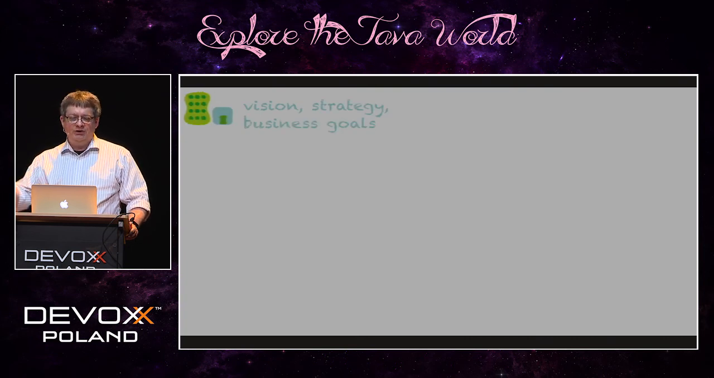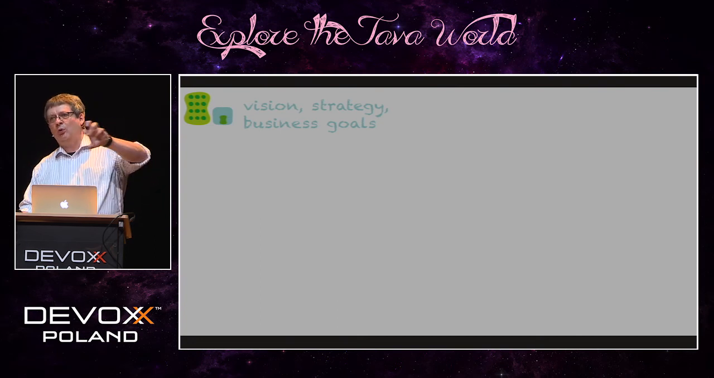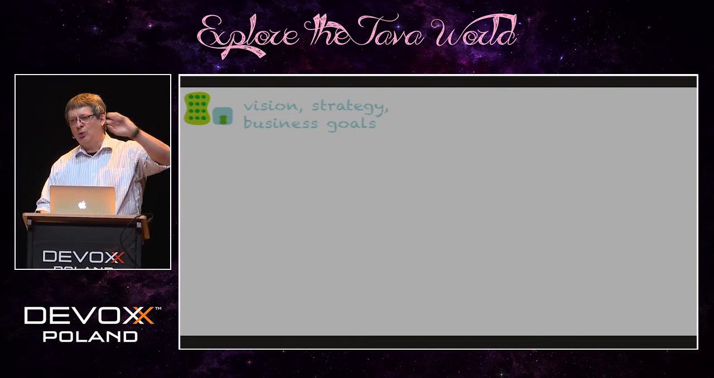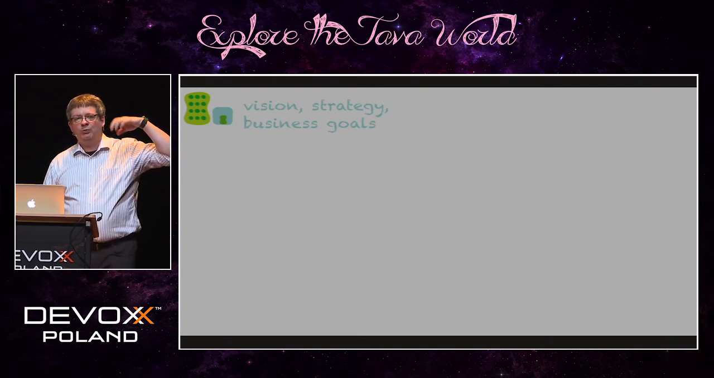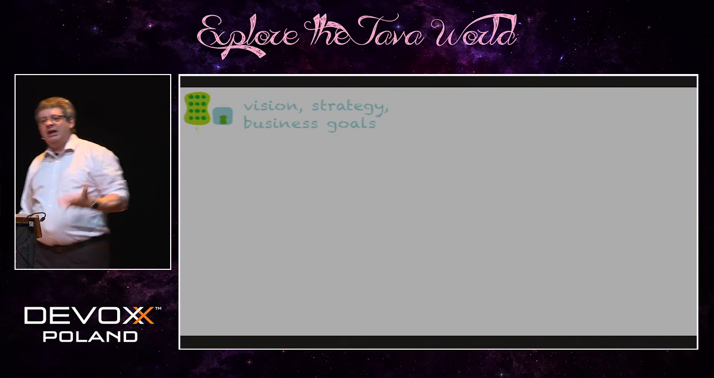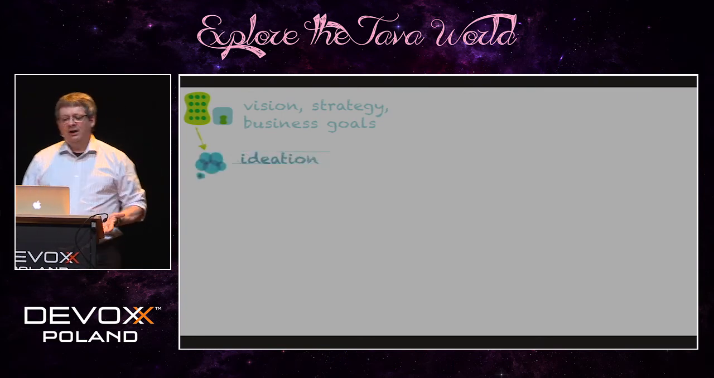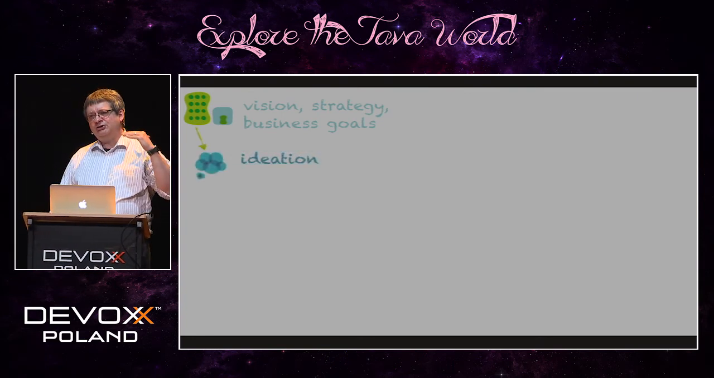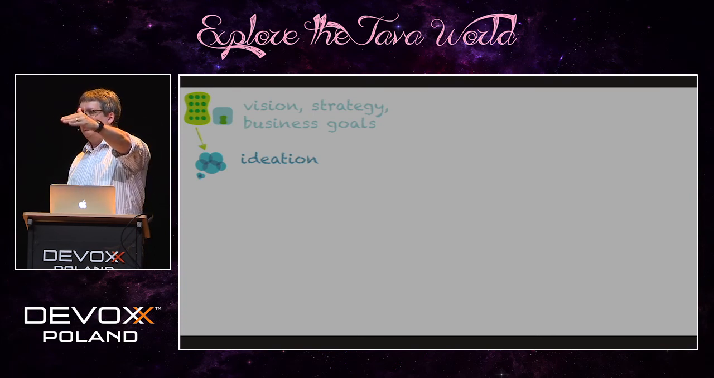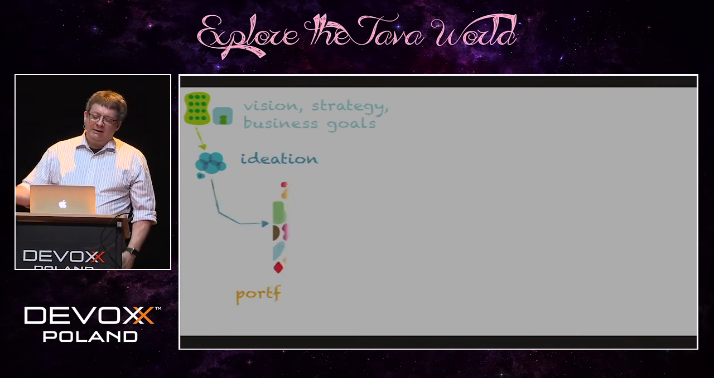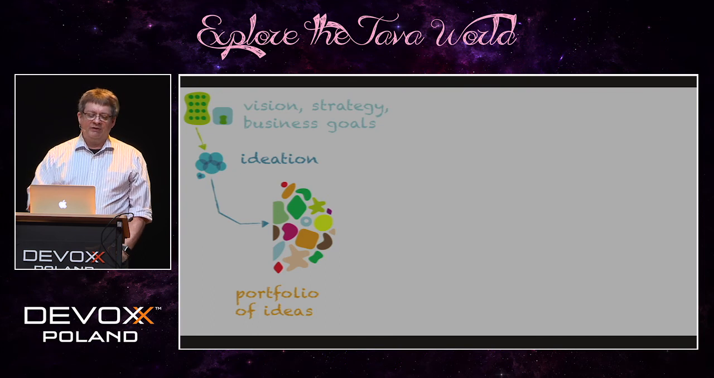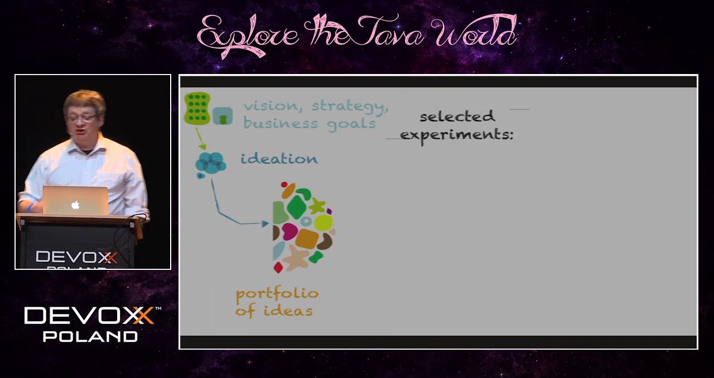You still have vision and strategy and business goals, and you build a minimum viable product of whatever your product is out there, or you take what's running out in the world. But now, instead of building new requirements, you come up with hypotheses. Here's a hypothesis: I believe that if we increase the image sizes 15%, we'll get more people booking cars on a car website, for example. That leads you to a portfolio of ideas, and from that portfolio, you select some experiments to run.